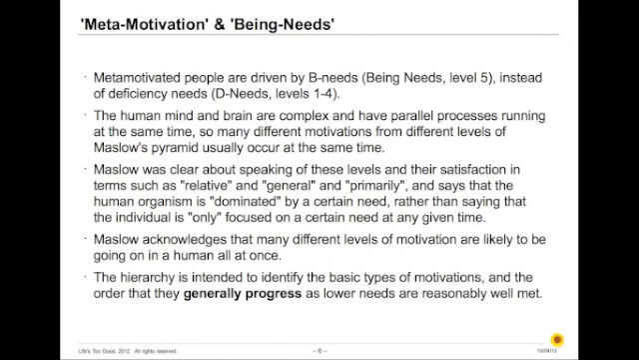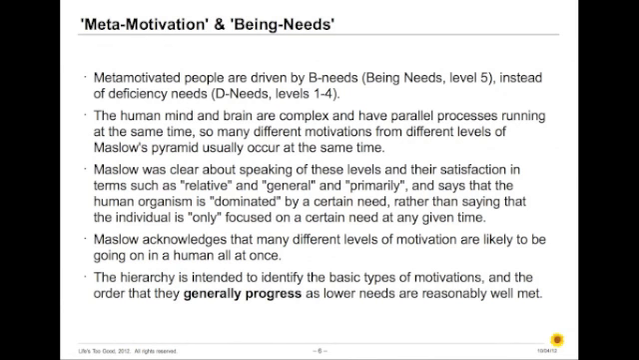First of all, I did say I would talk a little bit more about the model and Maslow's own interpretation of it. He talks about meta-motivation and being needs. These are the ultimate needs at the top of the pyramid. Meta-motivated people are people who are driven by being needs, which is level 5 of the model, instead of deficiency needs. So if you imagine the first 4 levels are effectively deficiencies. We're missing something. If we've satisfied all of those deficiencies, only then can we move on to looking after our own being and our own fulfillment.